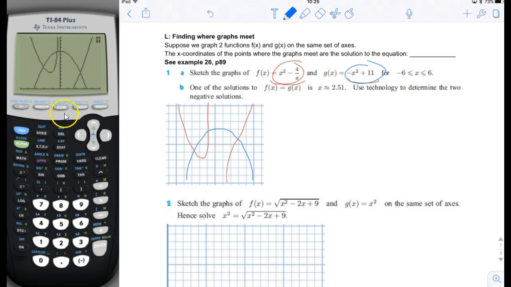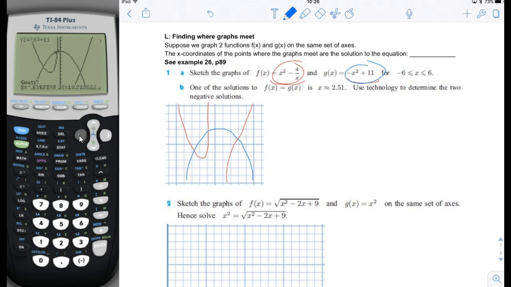So this is easy. We're just going to do second calc 0, or second calc intersect. And then we'll say, is the first curve x squared minus 4 divided by x? Yes. Is the second curve? Yes. Oh, you know, what happens sometimes weirdly is the cursor starts at x equals 0. And in this function here, there's an asymptote at x equals 0. So it makes the calculator freak out. So to actually make it select this function, you have to go a little bit to the left or the right. And then you can say, oh yeah, the first curve is this, and then it'll accept it. Second curve is negative x squared plus 11. Yes. And then where's your guess?